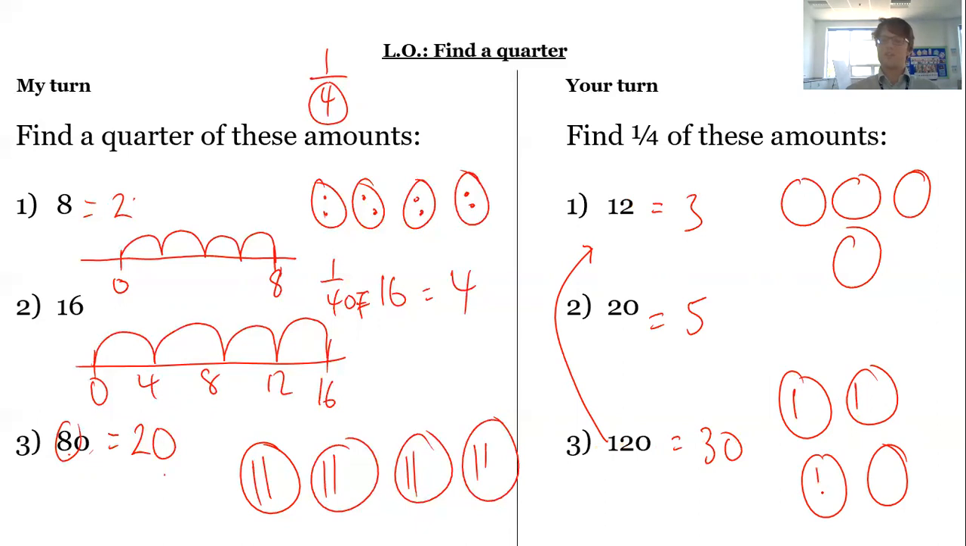But if we share out our 10s, 10, 20, 30, 40, 50, 60, 70, 80, 90, 100, 110, and 120, I can see each plate has 10, 20, 30 in, so a quarter of 120 is 30.